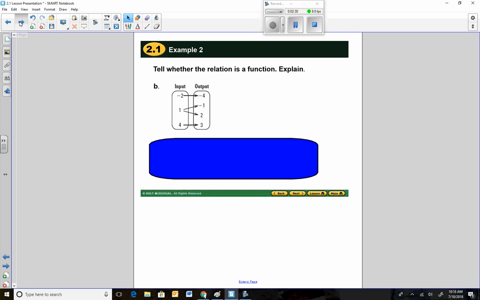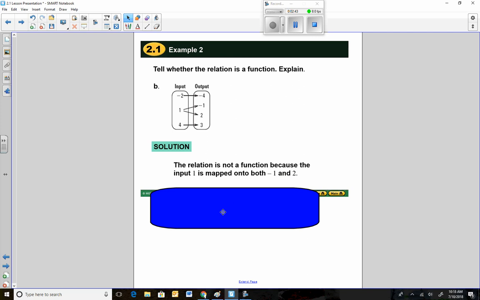All right. Let's take a look at this one. One output. Uh-oh, two outputs. This one is not going to be a function. All right, so as soon as you come around and you see that the X has more than one output, that's not a function. That's how you tell.